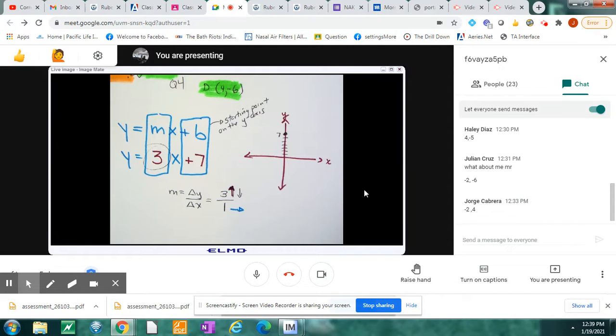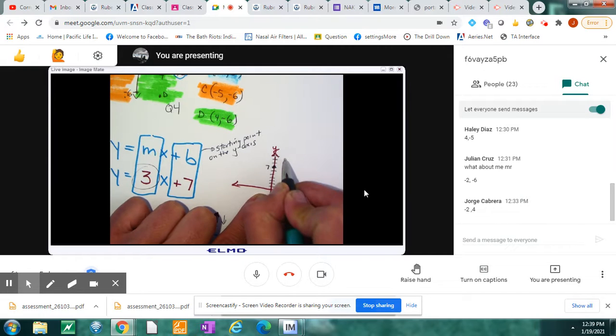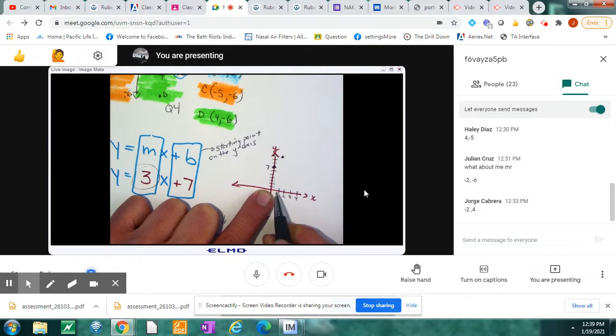So 3, 1. So we're just gonna do a few. Ready? So we're gonna go 1, 2, 3, and then 1 to the right. So let's just go like this. So let's do 1, 2, 3, 4. Okay. 1, 2, 3, and then 1, and then you're going to mark it. Okay, because that's with the 1.